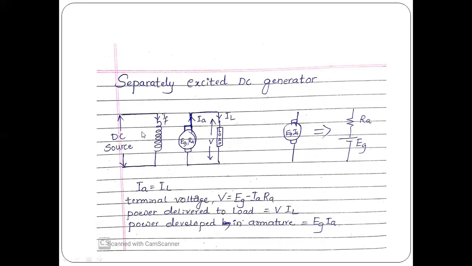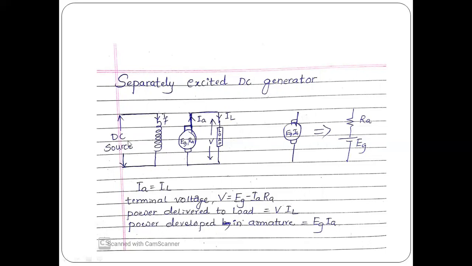Field winding and armature winding are placed separately, and the field winding has the DC source. It is a DC excitation. The armature is connected to the load. Both are present separately; they are not connected on the same platform. Both are separate in nature. That's why it is a separately excited DC motor.